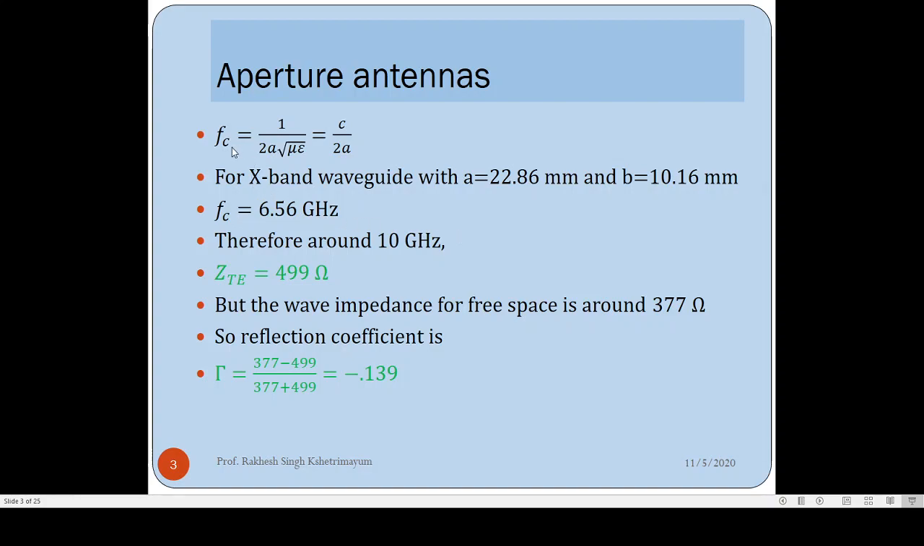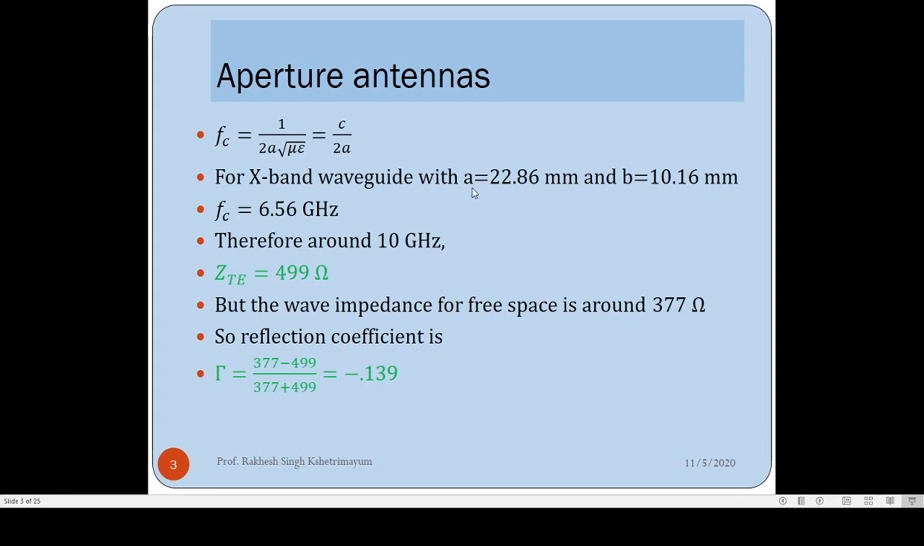So cutoff frequency for the dominant TE10 mode can be found from this relation. You can easily derive this. Cutoff frequency is equal to 1 by 2a times 1 by square root of mu epsilon. Now we are considering a hollow metallic waveguide, so inside the waveguide there is free space. So this will become 1 by square root of mu naught epsilon naught, that is the speed of light, c. So the formula reduces to c by 2a for a hollow rectangular waveguide.